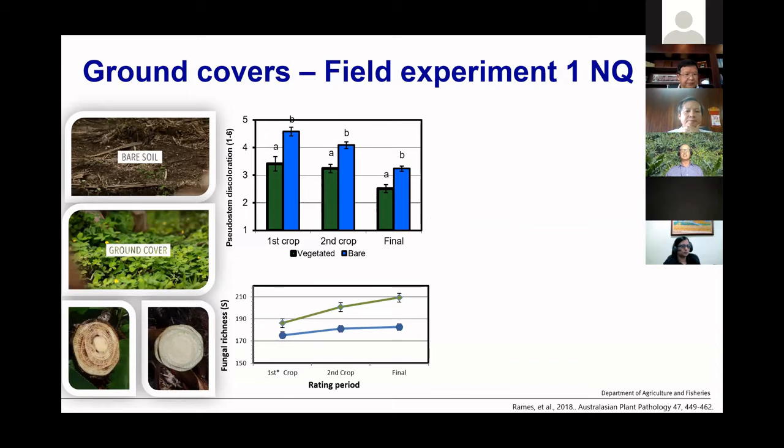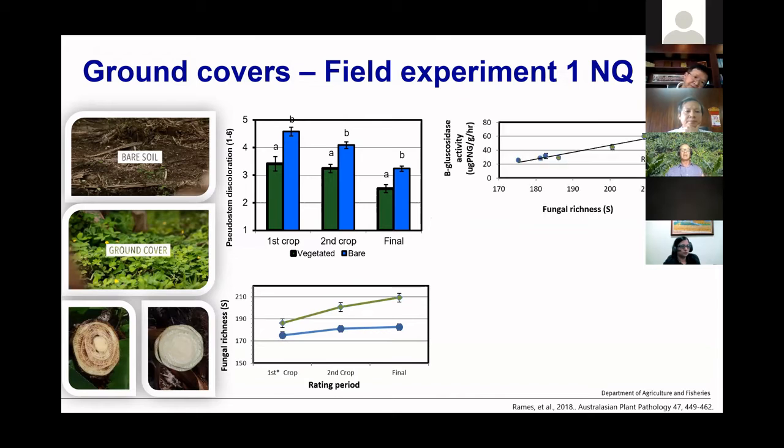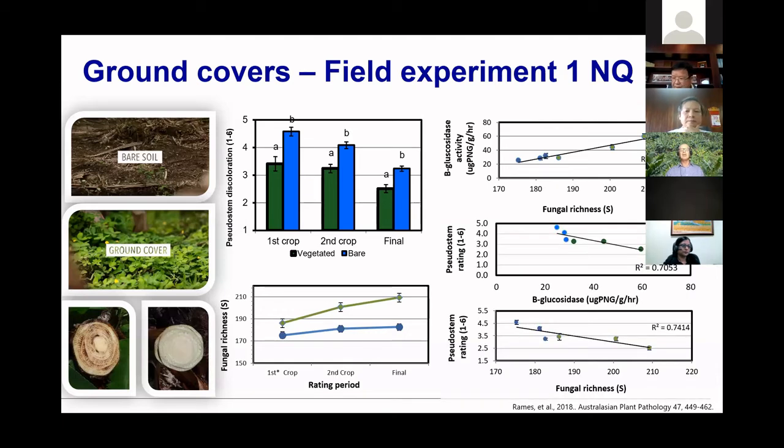Associated with this reduction in pseudostem discoloration was an increase in the fungal richness under the vegetated ground cover over that same period. And fungal richness was also found to be associated with activity of the enzyme beta-glucosidase, so that an increase in fungal richness was highly correlated to an increase in beta-glucosidase. And both an increase in beta-glucosidase and fungal richness were correlated with a decrease in the pseudostem discoloration on a 1 to 6 scale.